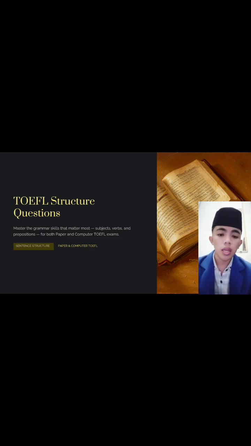This section introduces the focus of the lesson, mastering essential grammar skills for the TOEFL exam. The three keys, subjects, verbs, and prepositions, are the foundation of English sentence structure, but the paper-based and computer-based versions of the TOEFL test these concepts, so understanding them is essential for success.